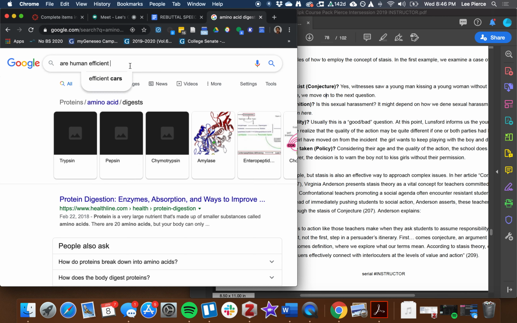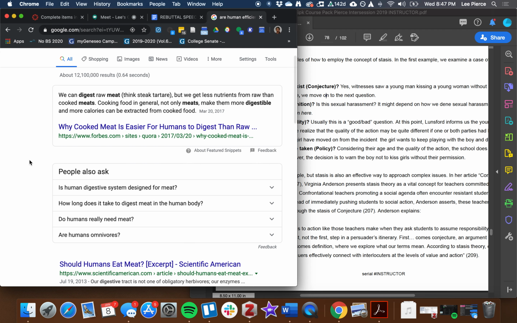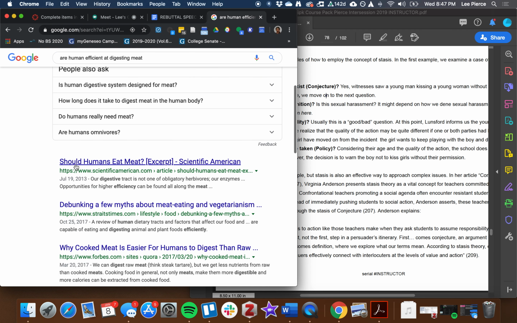Like, are humans efficient at digesting meat? Because people will debate this, right? People will say, oh yeah, human beings are super good at digesting meat. It's really good for us. We've got the teeth, we've got the enzymes, and so on. But other people are going to be like, no, we're not. We're meant to eat plants. This is why, right?